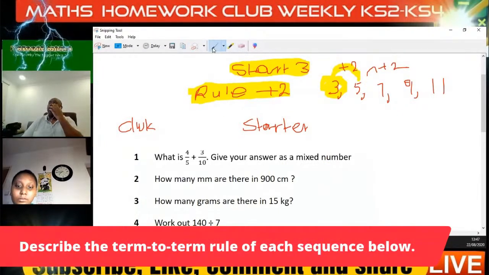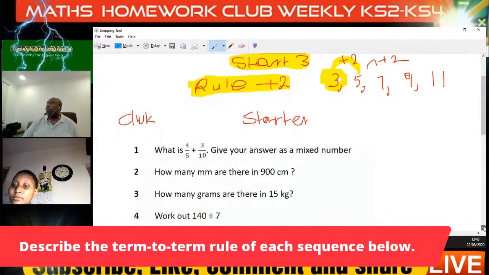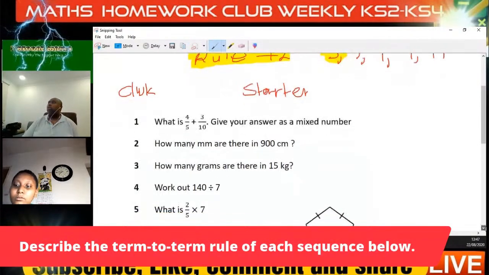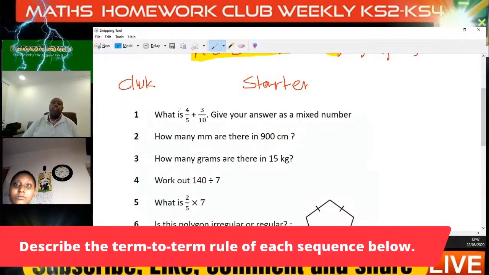But now I will be going through a series of starters with you. Fractions, adding fractions. Have you seen this before? So you have 4/5 and 3/10. Add 3/10. I like how you call it fraction, 3/10. It says here, give your answer as a mixed number.